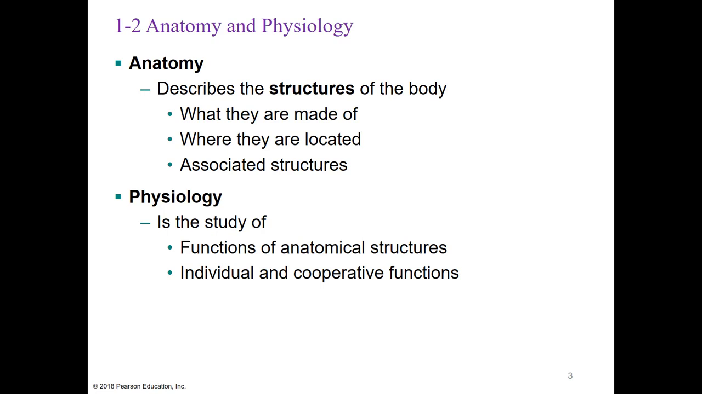So anatomy describes the structures of the body, what they're made of, where we find them, and what's associated with them, what connects to them. The easiest way to boil this down is to just say that anatomy is what things look like. So if you're studying the structure of the heart and the blood vessels that meet with the heart, you would be looking at the anatomy.